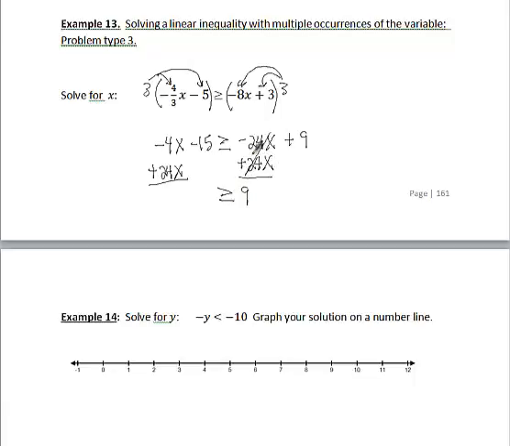So when I combine like terms, I move the 24x to the left. So I add 24x to both sides. They cancel on the right. I bring down the 9 on the right. Same orientation of my inequality symbol. Negative 4 and 24 gives me a 20x. I did nothing with the negative 15. I just bring it down to the next line.